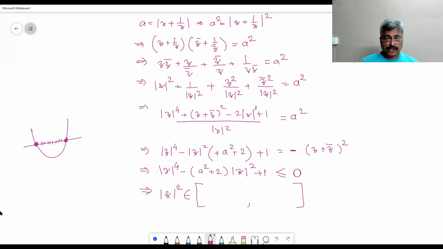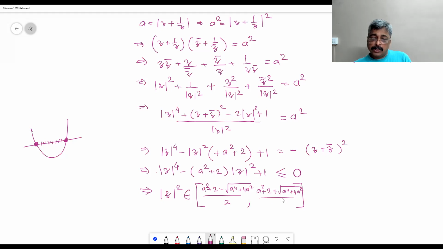Let me write down the roots. Inside the bracket I have a square plus 2, that is minus b plus minus radical b square minus 4ac, which is a raised to 4 plus 4a square, upon 2. And the second one is a square plus 2 plus radical a fourth plus 4a square upon 2. Okay, so I park this problem here.